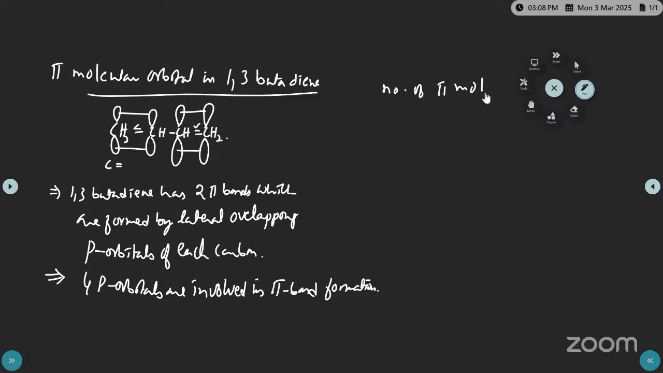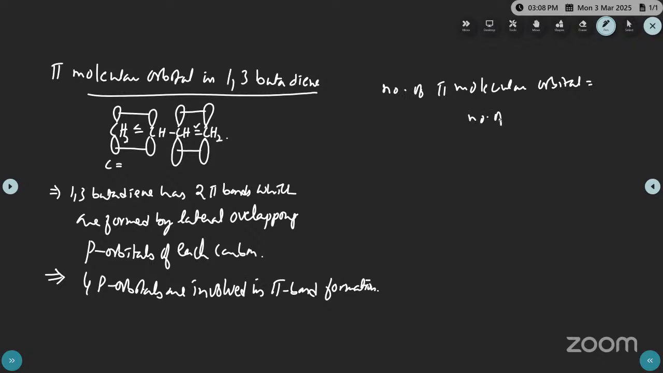So the number of pi molecular orbitals is equal to the number of unhybridized p orbitals. In 1,3 butadiene, how many unhybridized p orbitals are there?